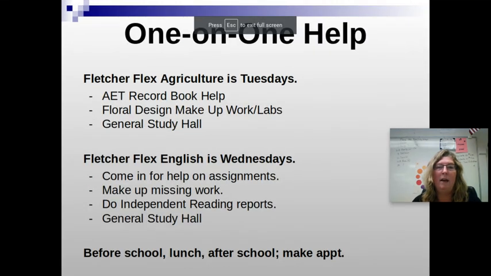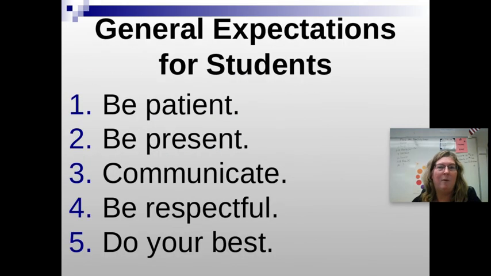One-on-one help, Fletcher Flex, we're calling it, is agriculture on Tuesdays and English on Wednesdays. And you can see what's available during those times. I am available before school, lunch, after school, but I do have a busy schedule like many of you, so we just have to make an appointment. Your child needs to talk to me and get on the calendar to make sure we're both at the same place at the same time. I also have 2 classrooms, and so it's important that we communicate. I won't just always be in my classroom.